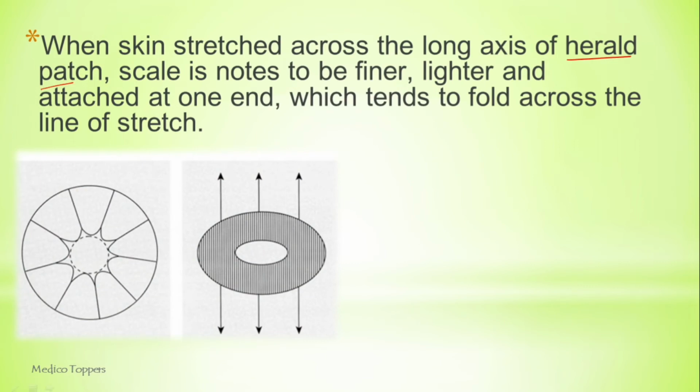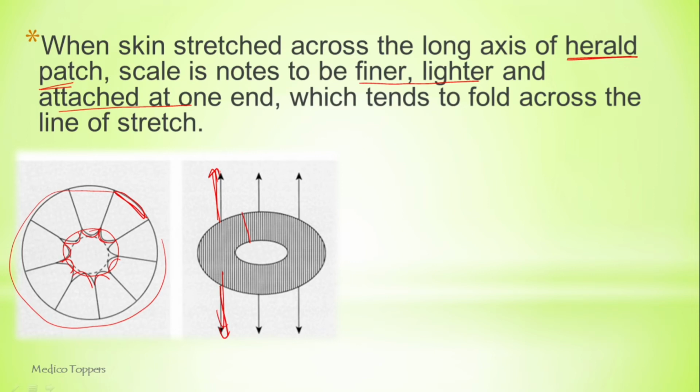So here when the skin is stretched across the long axis of the herald patch, we can see the scales are very finer, lighter and attached to one end. You can see here scales will be attached to the skin, and here it is mobile. It's like this area is completely mobile and this area is completely attached. If we stretch the skin in the long axis, we can see the scales opening like a curtain.